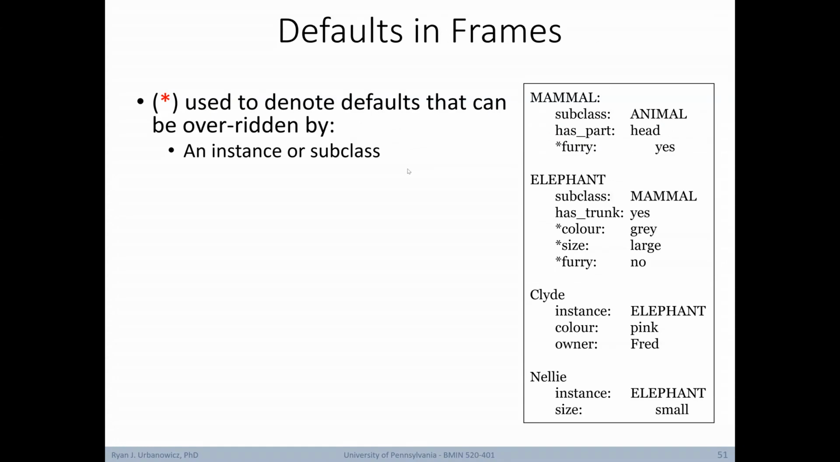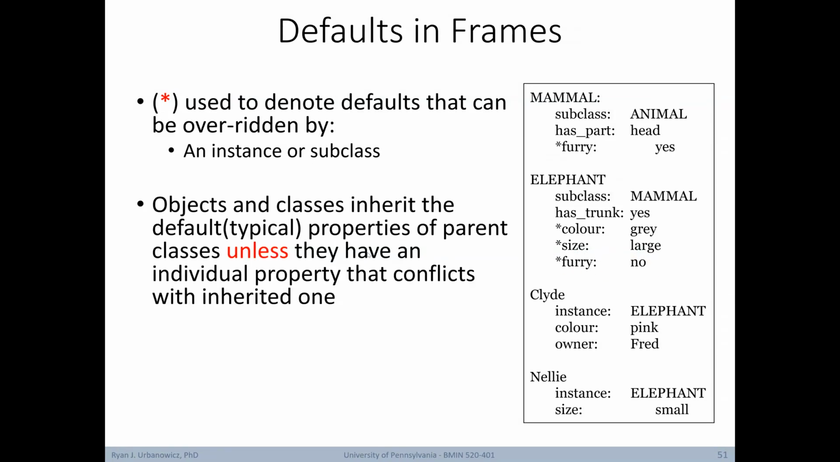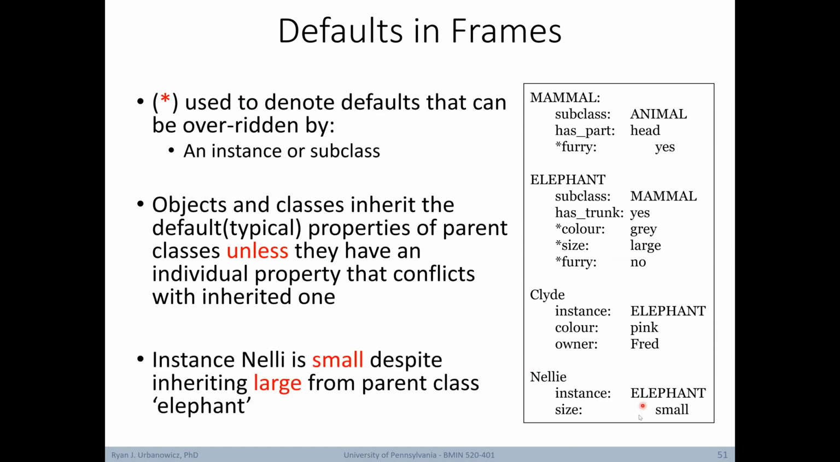A quick side note about default values in frames, we can use this star symbol to denote defaults that can be overridden by an instance or a subclass. For example, the default value for mammals is that they're furry. However, the subclass of mammal, elephant, is typically not furry and has the default value of not furry. Usually, objects and classes inherit the default or typical properties of a parent class unless they have an individual property that conflicts with the inherited one. Another example is that Nellie is small, despite the fact that it inherits large from its parent class, elephant.